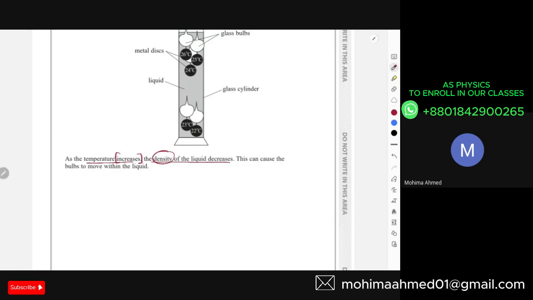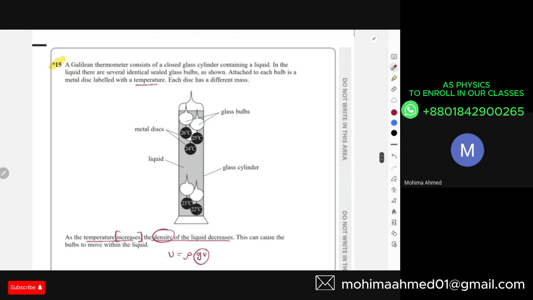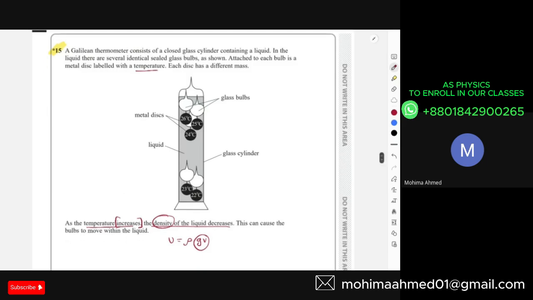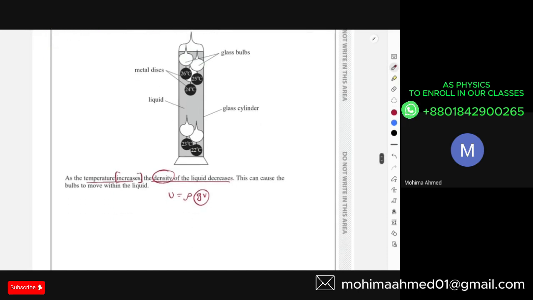So if density is decreasing, in upthrust you have the equation rho g V, right? g is a constant value, gravitational field strength. V is also a constant value, because the glass bulbs are irregular structures. That means to find their volume, I would have to use the displacement method. If all the bulbs are entirely submerged in the water of this glass cylinder, the volume of displaced water by each bulb equals the volume of the glass bulb itself. So volume is constant, gravitational field strength is also constant.